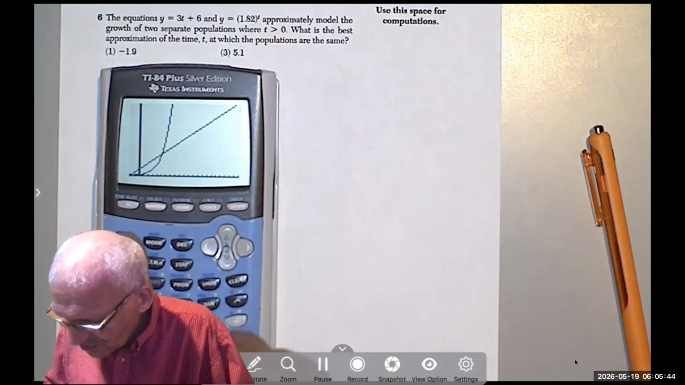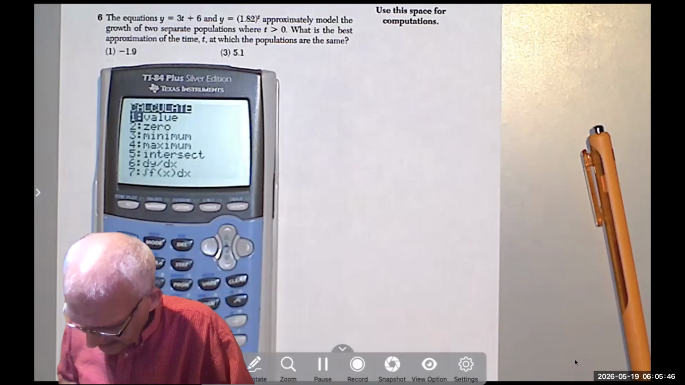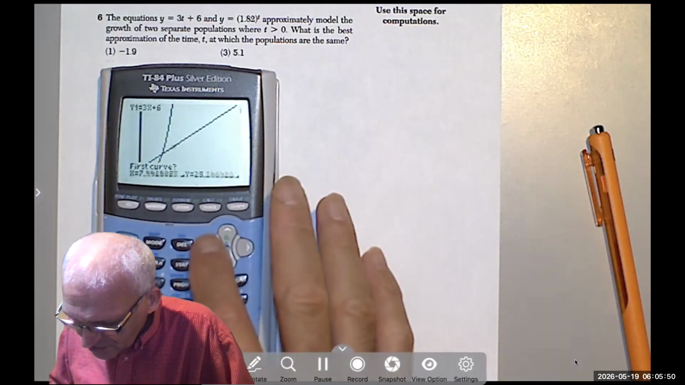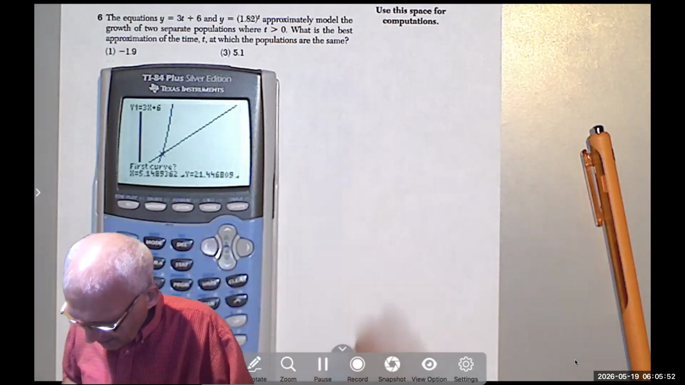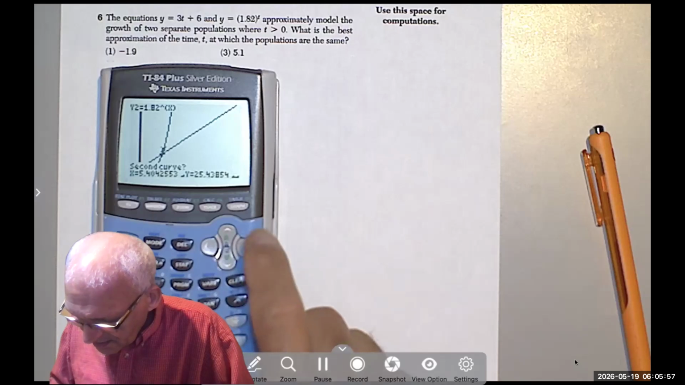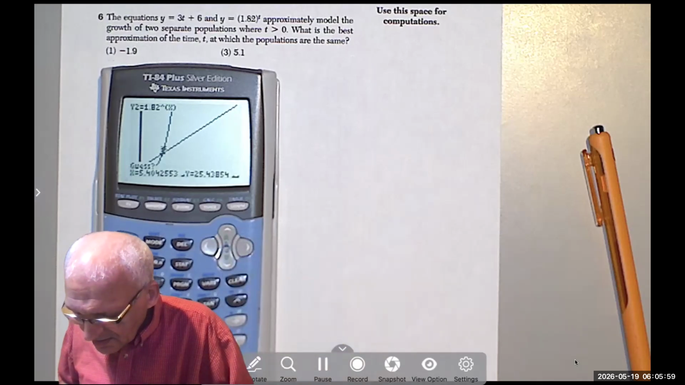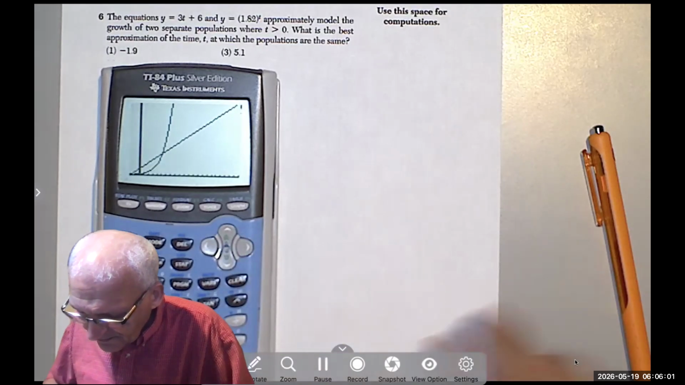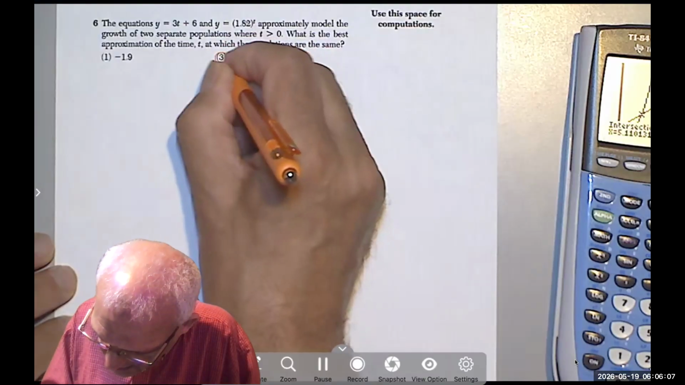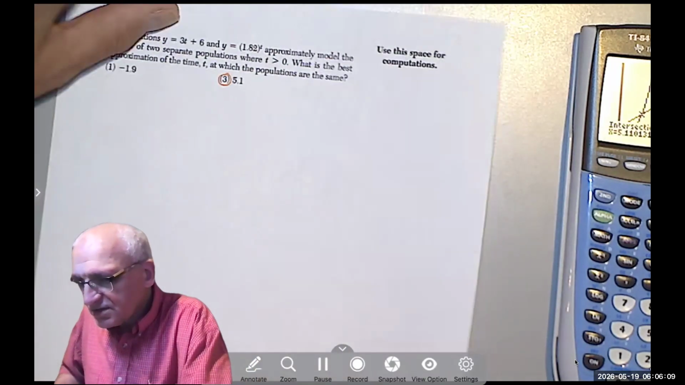I go to calc, intersect, 5. It asks me about the first graph, so I go roughly here. The second graph, maybe the same thing, guess, whatever. So I get 5.11. There is no calculation here, right?